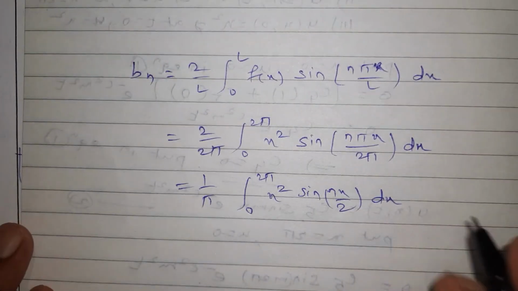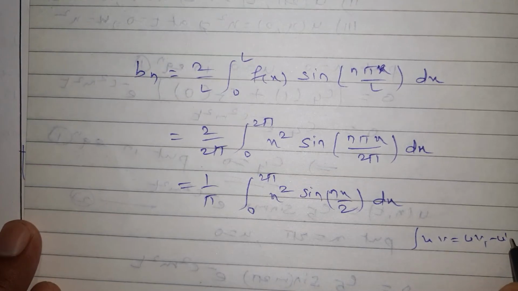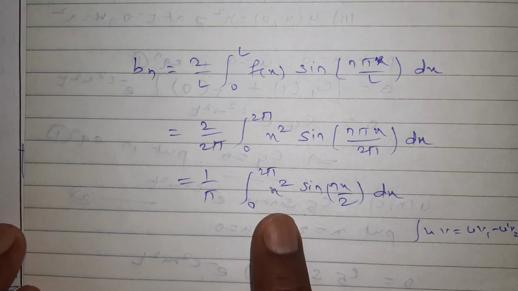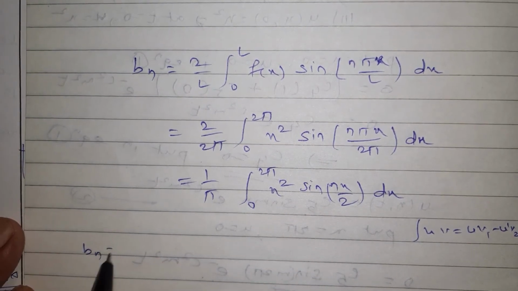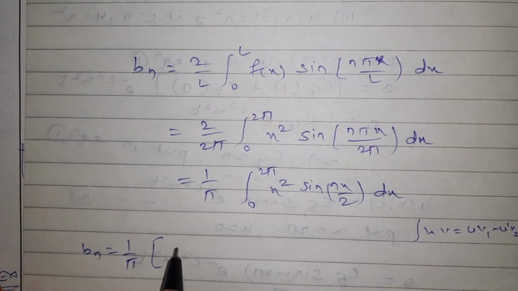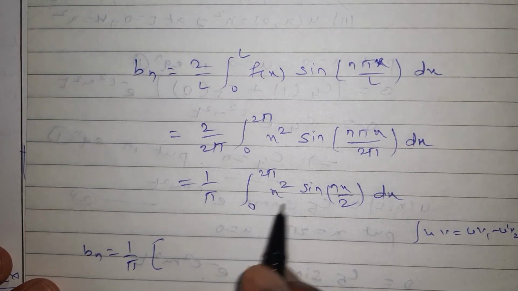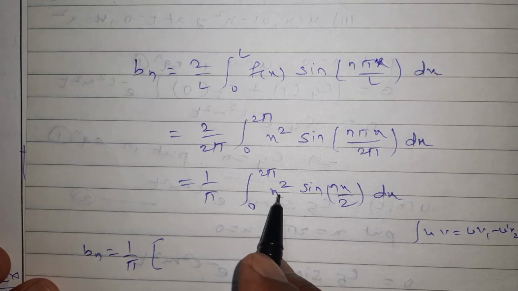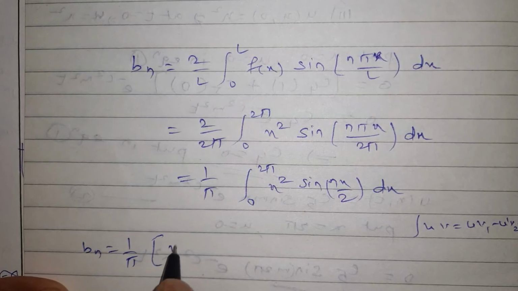Now use here the integration uv rule. Do you remember? u v1 minus u dash v2 plus so on, right? Take the derivative of one, keep the other as it is, like that. So here Bn is equal to 1 upon pi, yes, u into v rule. u is that variable whose derivative becomes 0. So x square is our u. Look, I am writing here, see carefully. x square is u. So here x square as it is.